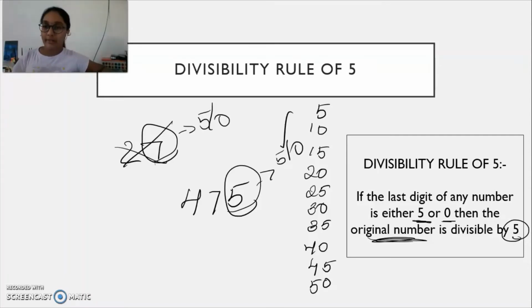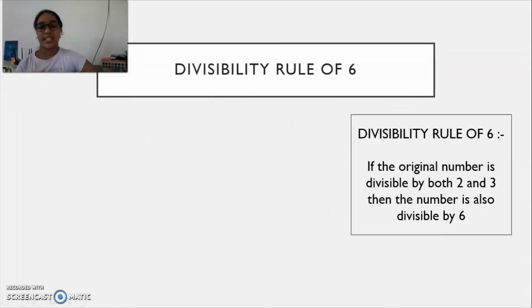So then it is 5. So thus the original number 575 is divisible by 5. Divisibility rule of 6. 6 is very easy.